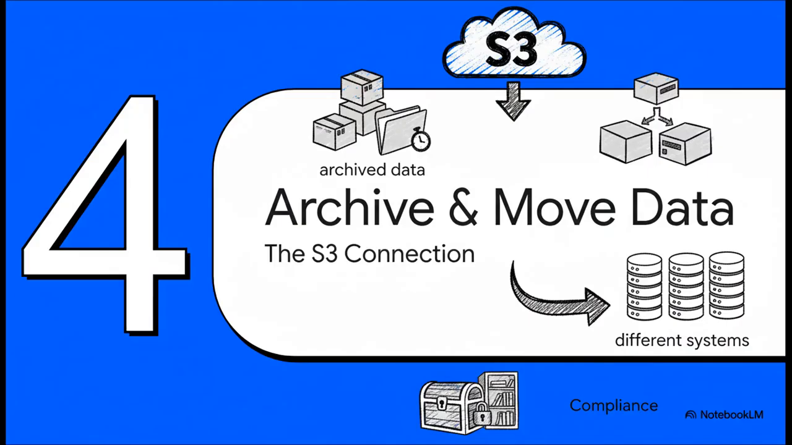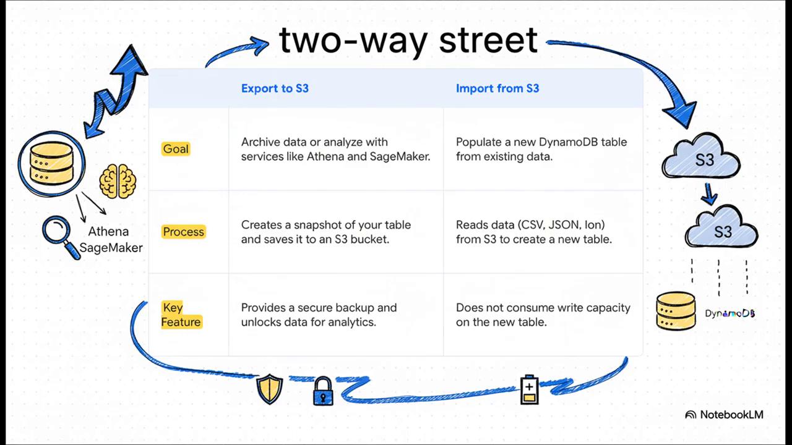All right, let's switch gears and talk about something every developer has to deal with: data lifecycle management. You know, at some point, you're going to need to archive old data for compliance, or maybe move data between different systems. And for that, we turn to the universal storage layer of AWS, Amazon S3. So, the connection between DynamoDB and S3 is really a two-way street. You can export a snapshot of your table right to S3. This is perfect for backups or making that data available to other cool services like Athena for querying or SageMaker for machine learning. And then you can also go the other way and import data from S3 to create a brand new DynamoDB table, which is a lifesaver for migrations or just setting up new dev environments.